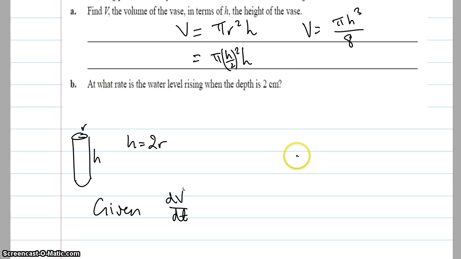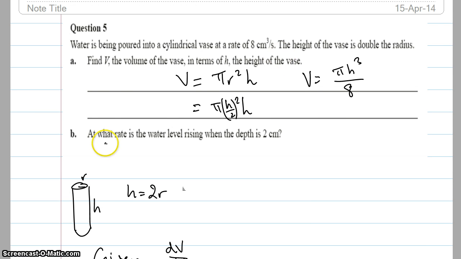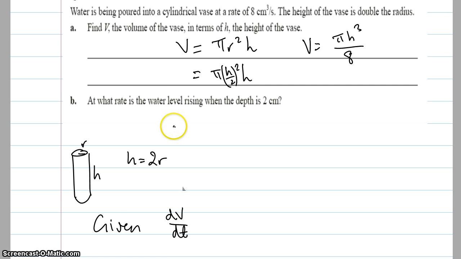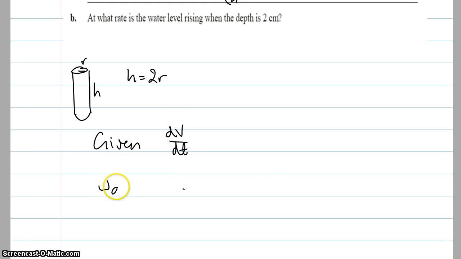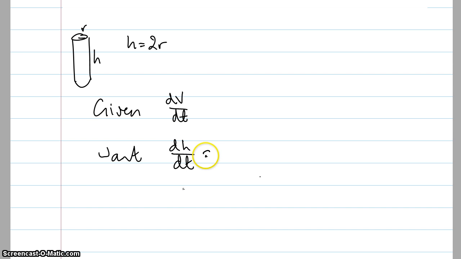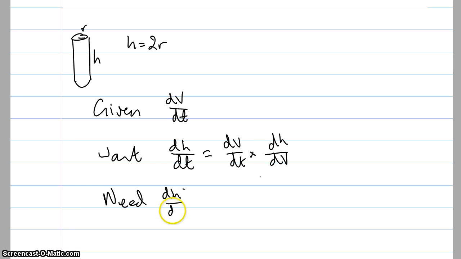And what do I want? I want to know at what rate the water level is rising. So I actually want dH/dt, because that's the rate at which the water is rising with respect to time. And I know that dH/dt is going to be dV/dt multiplied by something. What is it going to be? Well, dV needs to be on the bottom so it cancels out with the top dV, and therefore dH needs to be on the top. So I need dH/dV.